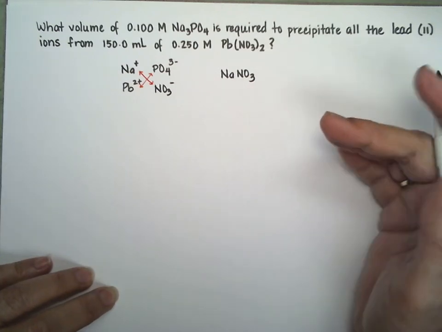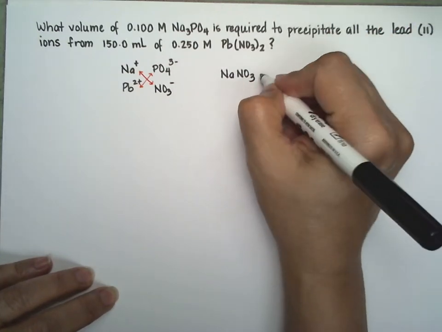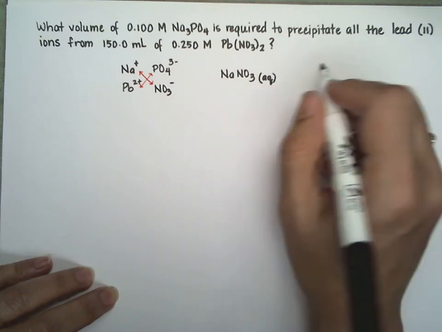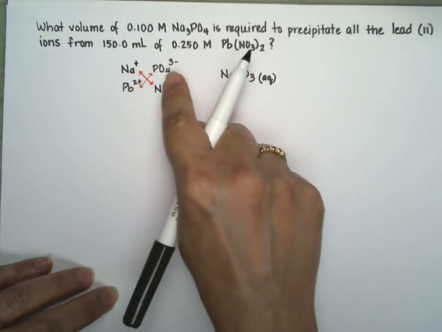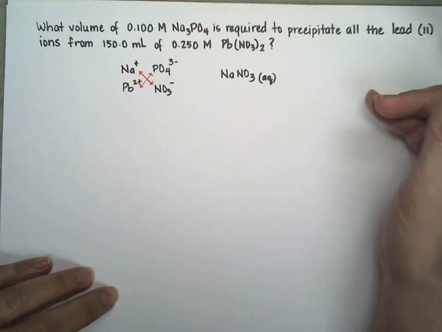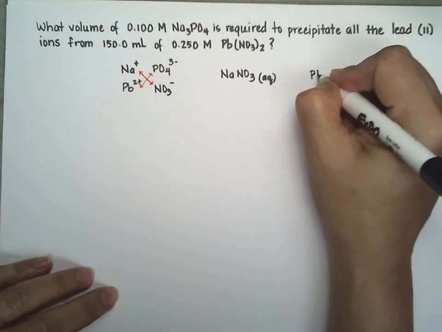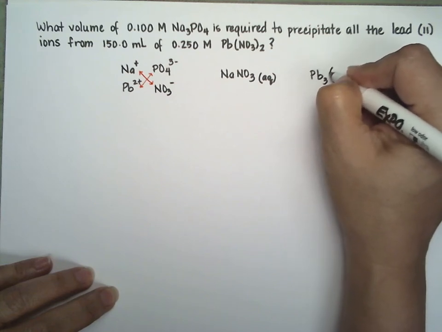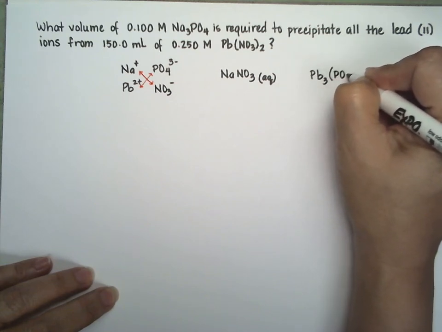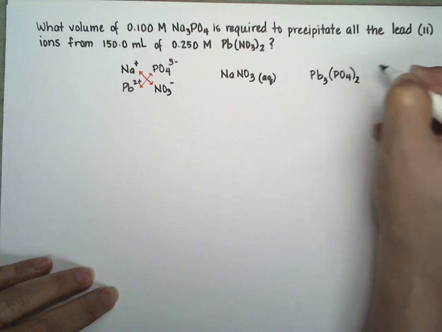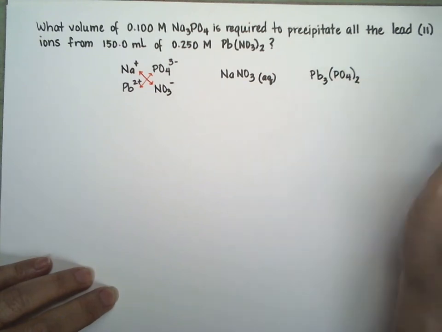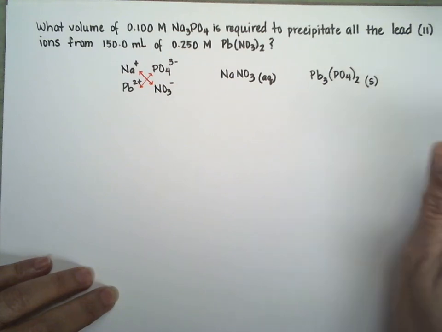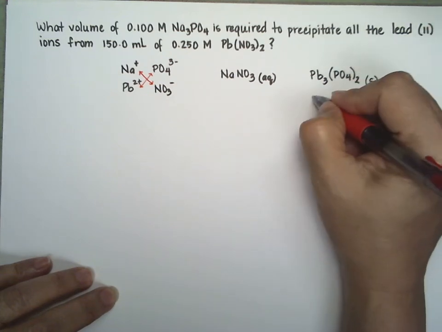Nitrates are usually soluble except for a few exceptions. So this one is going to be in the aqueous solution. Lead phosphate. Notice that you need to come up with a neutral compound, so we are going to need 3 leads and 2 of the phosphates. And the lead phosphates are actually insoluble, so this is going to be your solid. This is going to be your precipitate.